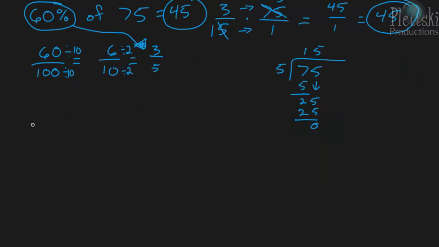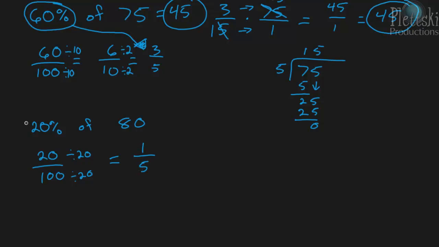Let's say we want to find 20% of 80. Remember, 20% can be written as a fraction, 20 over 100, and then that can be simplified. 20 is divisible by 20, and so is 100, so you can divide the numerator and the denominator both by 20. 20 divided by 20 is 1, and then 100 divided by 20 is 5.